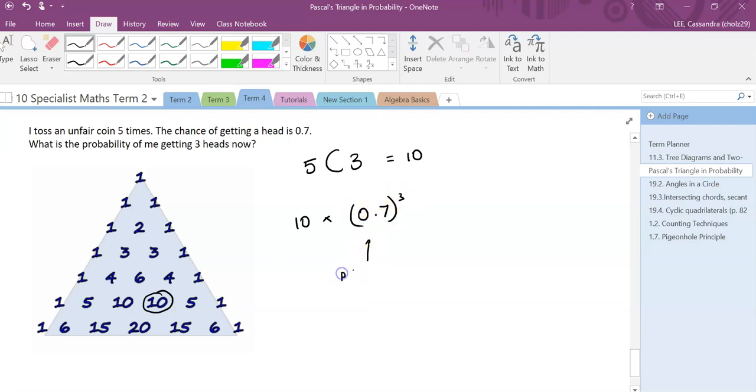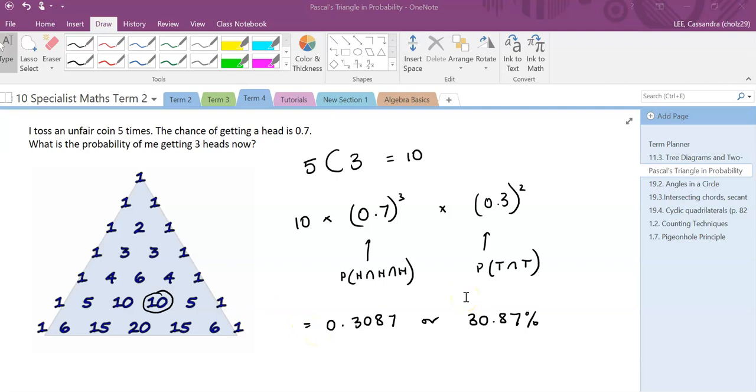And again, this is going to be the probability of a head and a head and a head, multiplied by my failure to the power of 2. So this is going to be the probability of a tail and a tail. And this time when I put this in my calculator, I get a value of 0.3087 or 30.87%. Sorry, this was me just comparing from before. So as we can see, there is a slight difference in those probabilities.